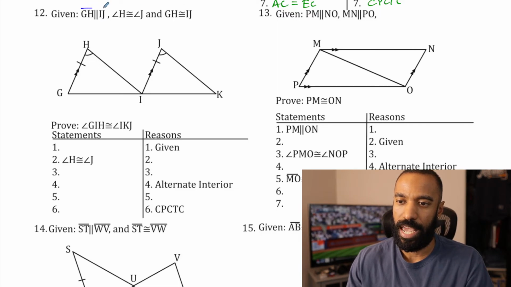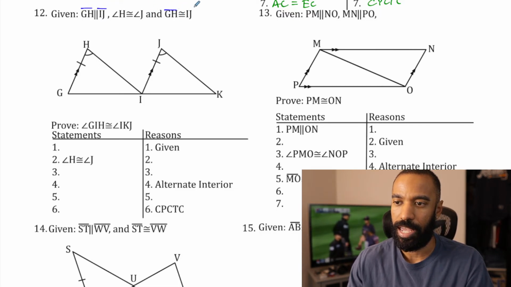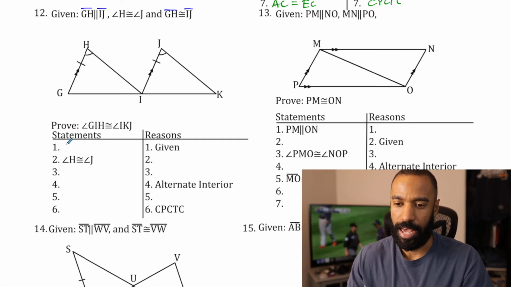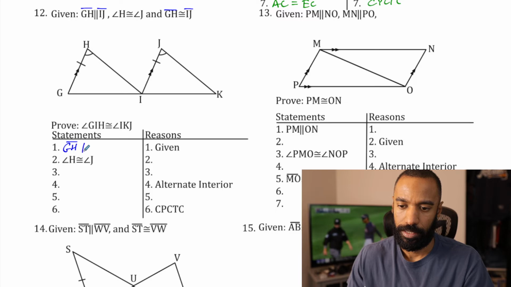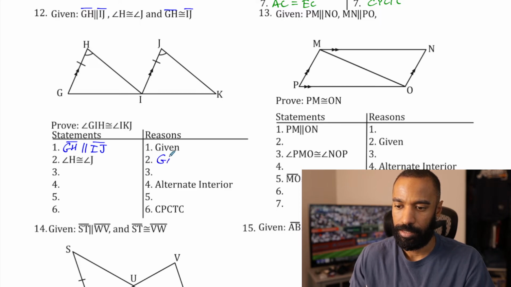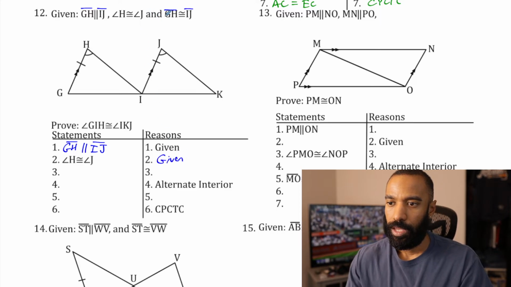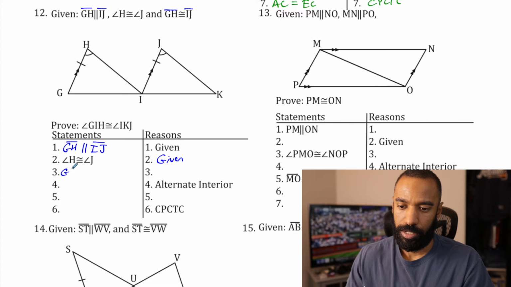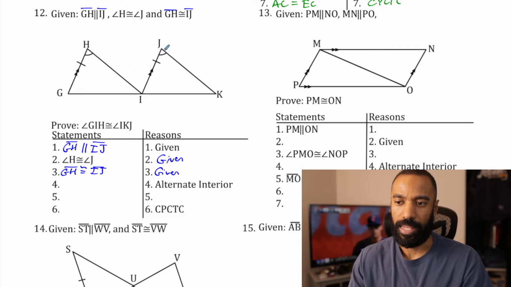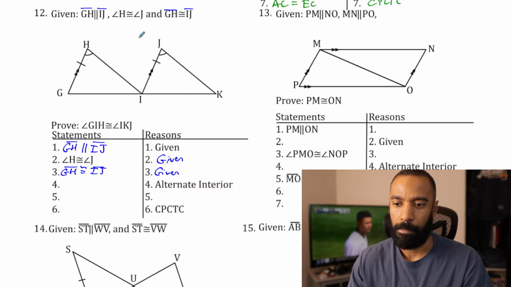Given segment GH is parallel to segment IJ. Given angle H is congruent to angle J. And given GH is congruent to segment IJ. So they're both parallel and congruent right there. All of those 3 are told and marked.